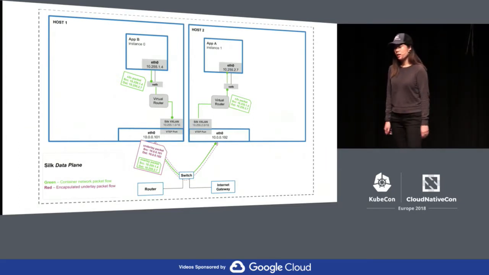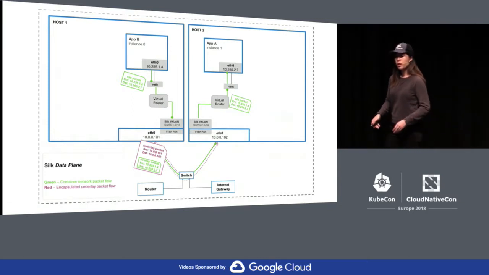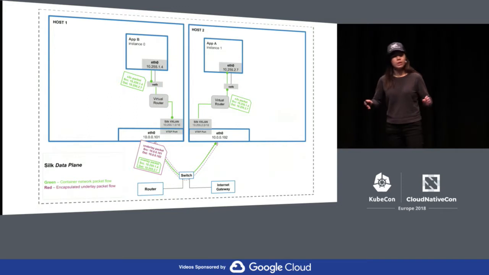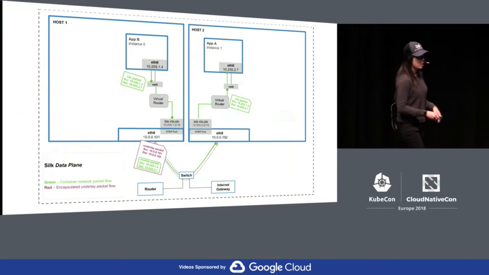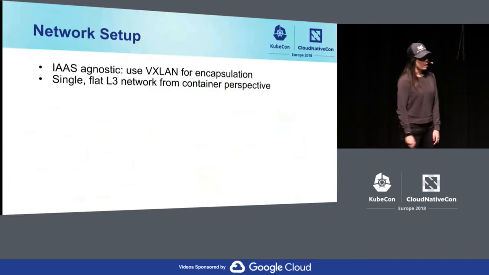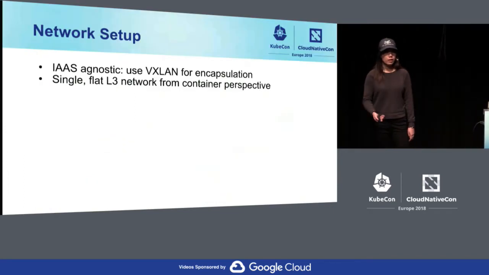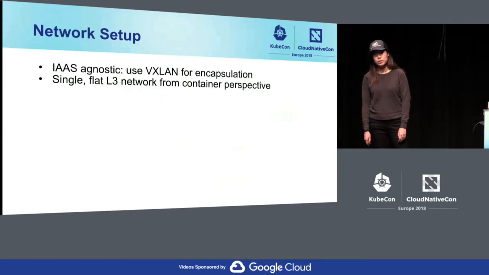Note here that this is a distinction from Flannel, which deals with a bridge. Here we don't have a bridge. We deal with everything through virtual routing. And so from the container's perspective, it's a single flat layer 3 network. And this protects against things like broadcast storms and ARP spoofing.